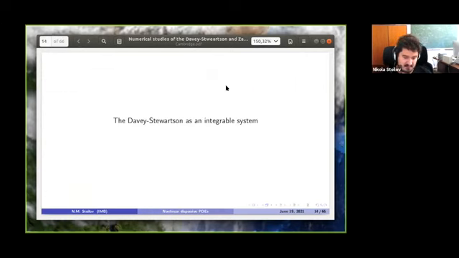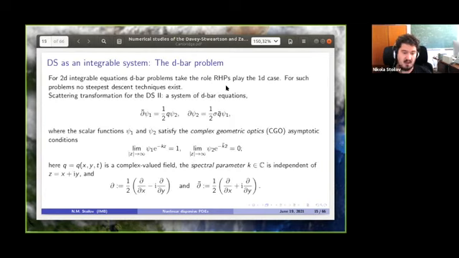Now, the second thing that I would like to tell you about is that Davey-Stewartson can be treated as an integrable system. The equivalent of the Riemann-Hilbert problem for multidimensional systems, in particular for DS, is played by what is called the system of D-bar equations. So we have these two equations with auxiliary functions psi1, psi2, which are now called complex geometric optics solutions because of their asymptotic conditions. And if you look at that, you immediately see that at infinity, you have an oscillating singularity, which is not great for numerical methods. So we needed a more advanced approach.